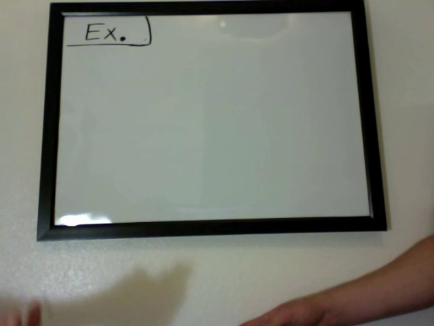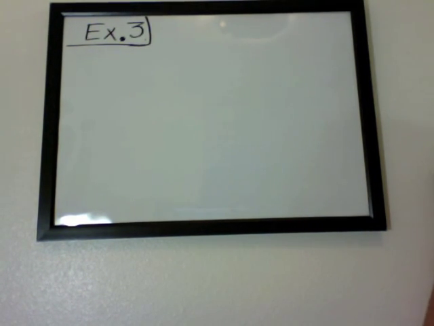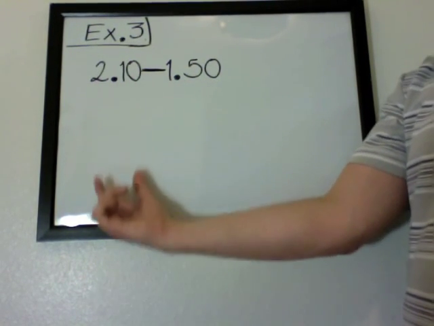Example number 3, we're going to do something a little bit different. We'll be subtracting decimal places. First we have 2.10 minus 1.50. Now the same thing happens here. We line up the decimals in a vertical column.